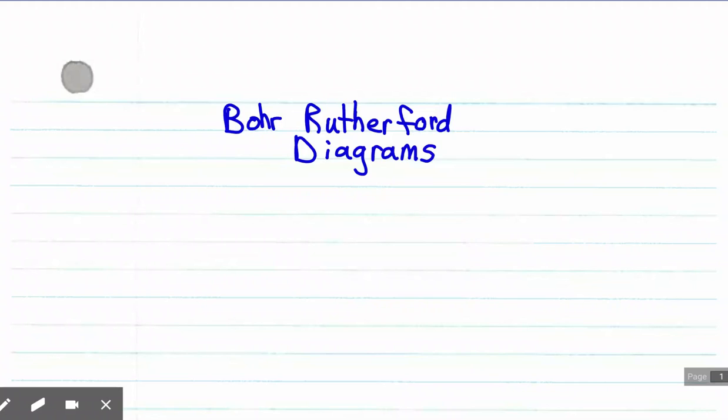All right, this is a video lesson where we're going to look at how to draw Bohr-Rutherford diagrams. The Bohr-Rutherford diagram, or the Bohr-Rutherford model, is a combination of what we have learned about the atom from Bohr and Rutherford. Rutherford is the guy who discovered that there's a positively charged nucleus, and Bohr is the guy who discovered that electrons orbit the nucleus, kind of like how planets orbit our sun in the solar system.